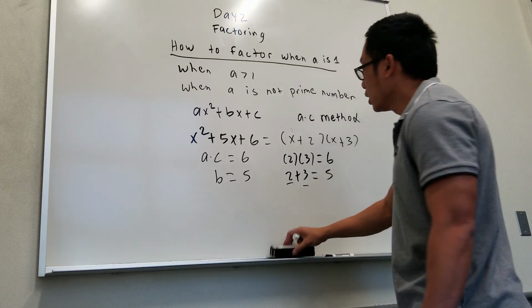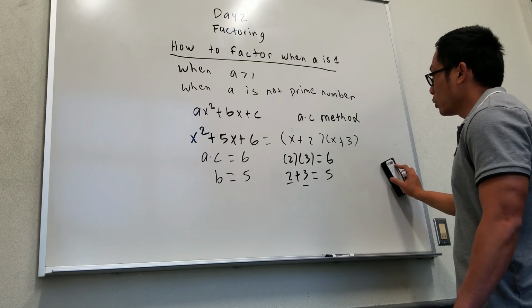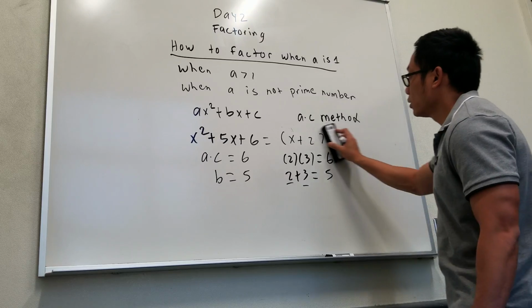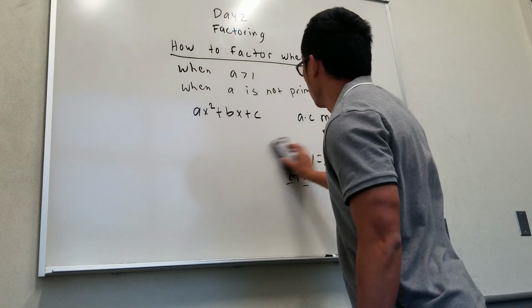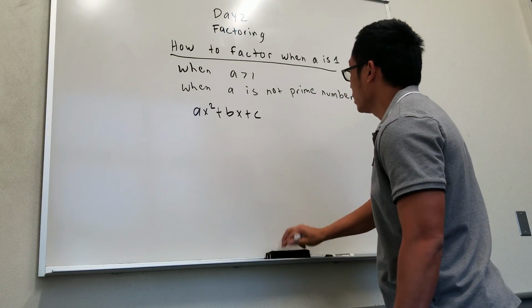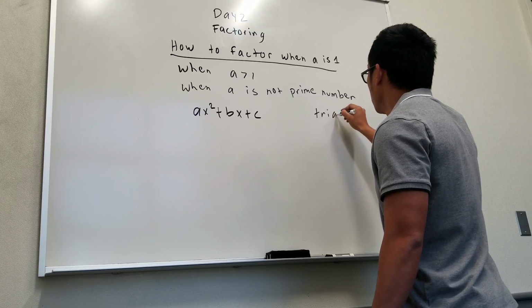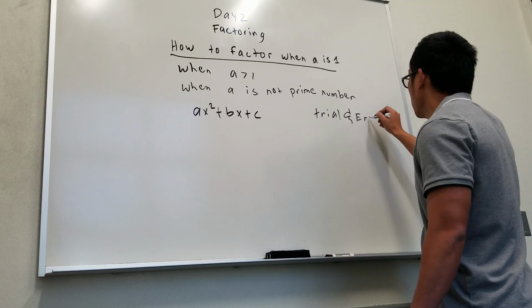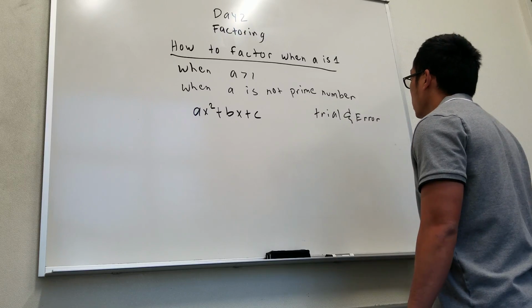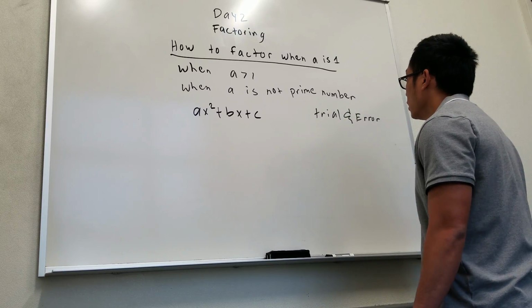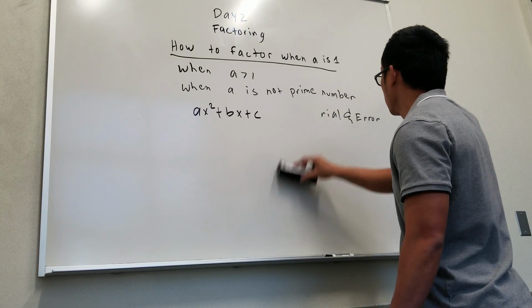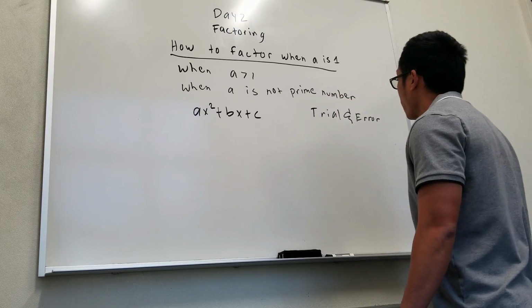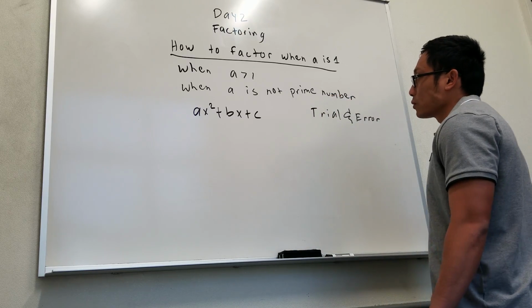I prefer using trial and error, and that's what I'm going to be using from now on. So let's do that. It's called trial and error. That's supposed to be an N, and it should be capitalized.